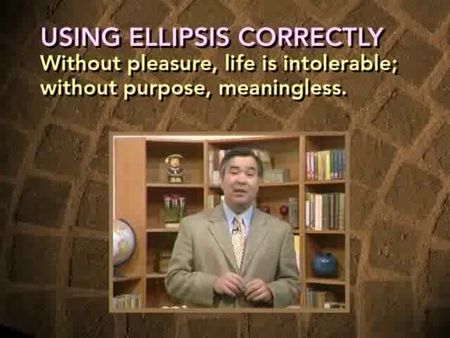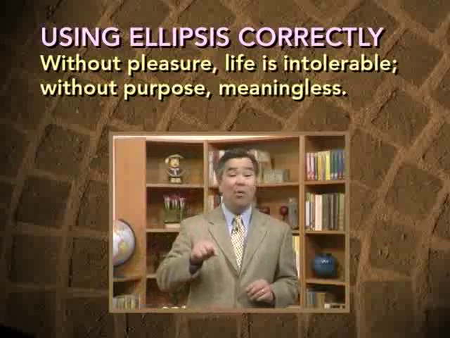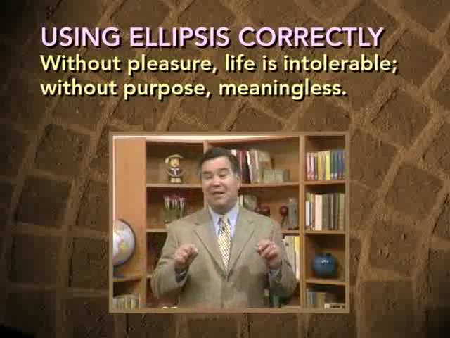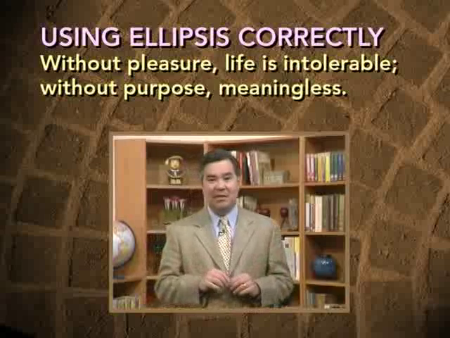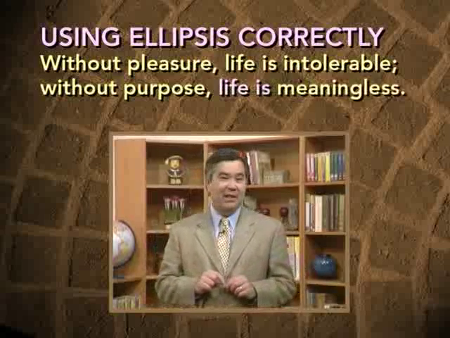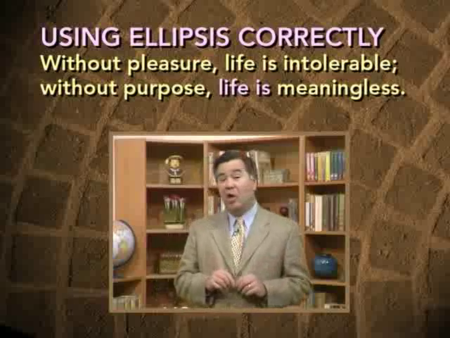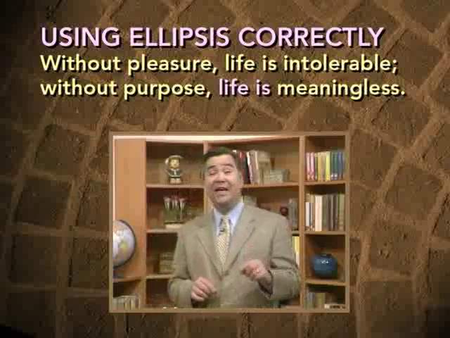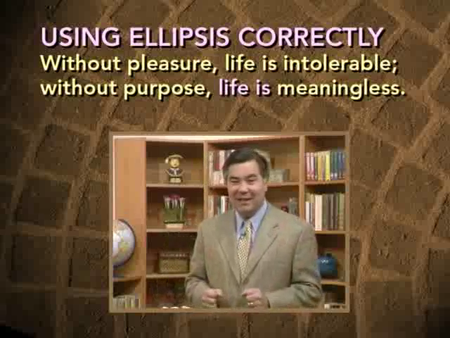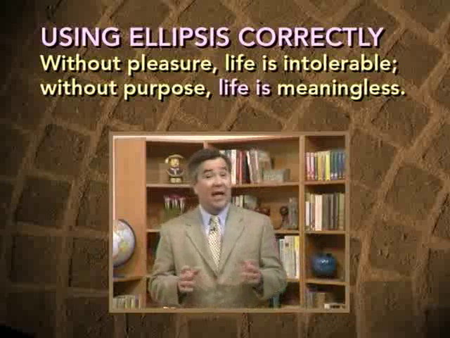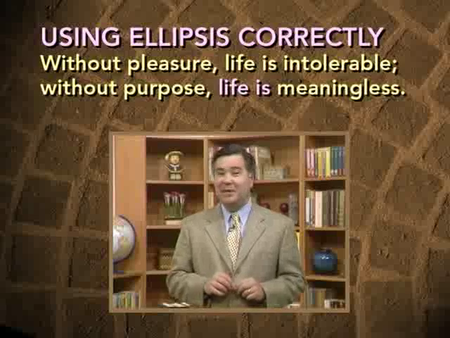Let's test to see if ellipsis has been done correctly here. Remember that our test is to insert exactly the same omitted words and make sure that the sentence makes sense once those words have been inserted. Let's try that and see if the sentence makes sense. Without pleasure, life is intolerable. Without purpose, life is meaningless. The words that were omitted from the second half of the sentence were life is. When we reinsert exactly those same words into the second half of the sentence, it does make sense. And I think the sentence is clear and easy to understand without them. Therefore, once again, this sentence passes the ellipsis test.